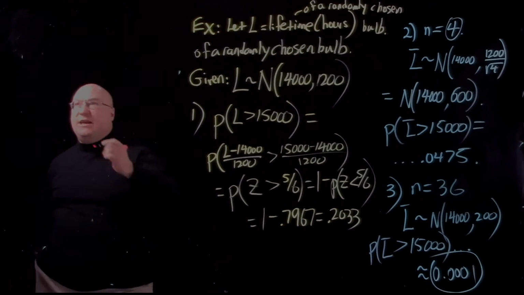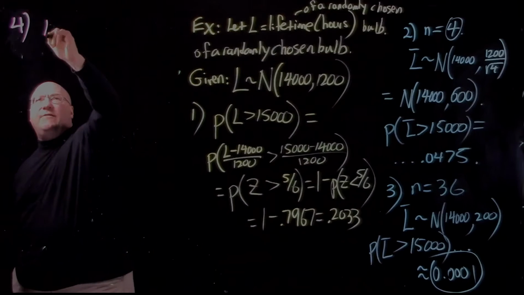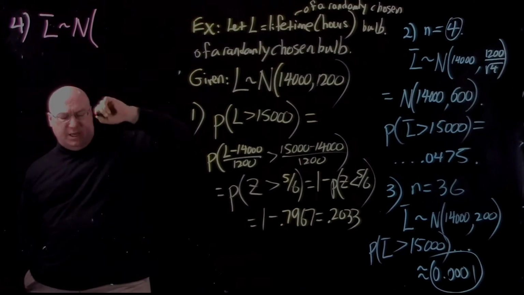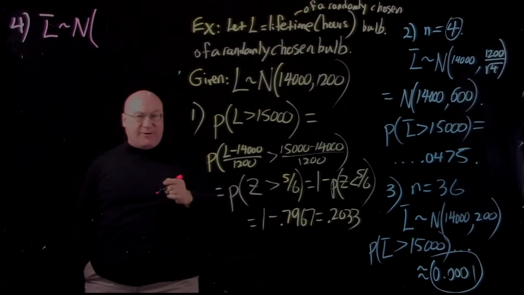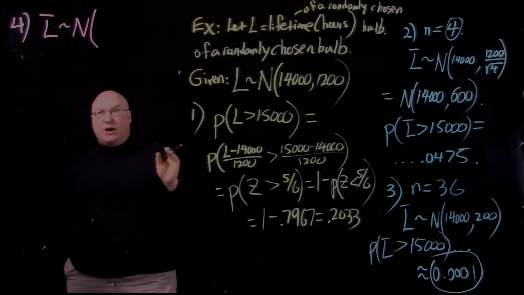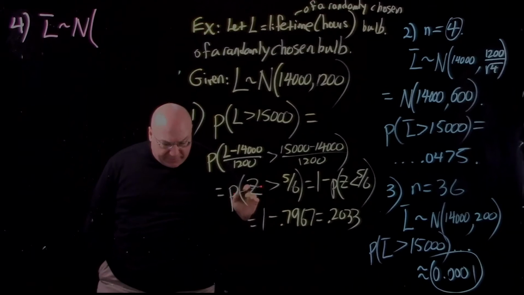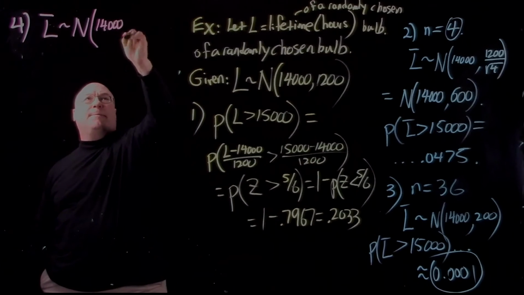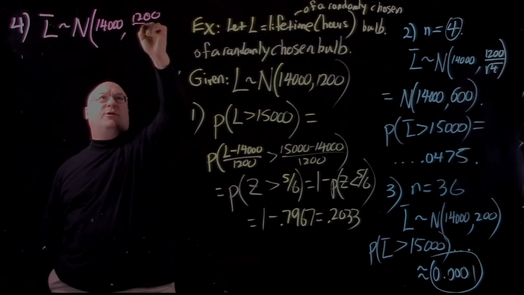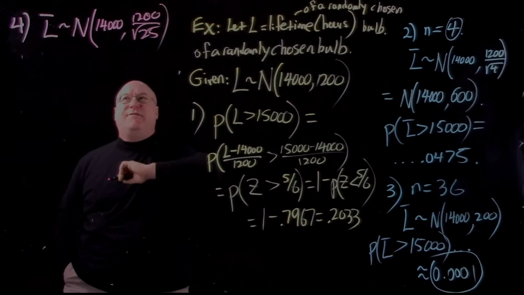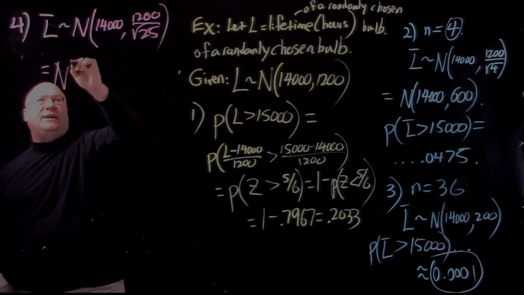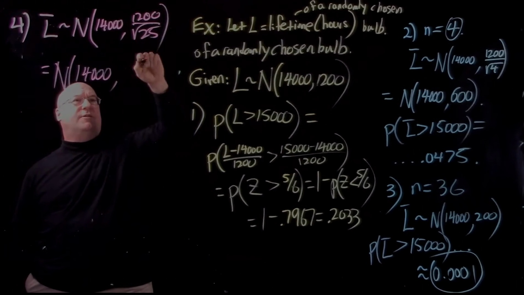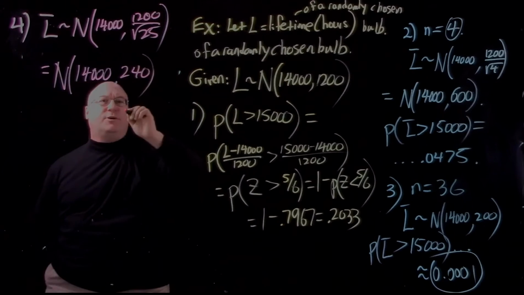So what we say here in number 4, we have that L bar is normally distributed with mean... If you were confused about that one and now you think you know it, you should pause me and work it through. All right, it's normal with mean 14,000 and standard deviation 1,200 over the square root of 25, and that's 1,200 over 5, which gives me a standard deviation of 240.